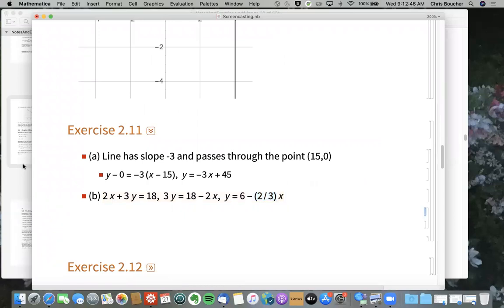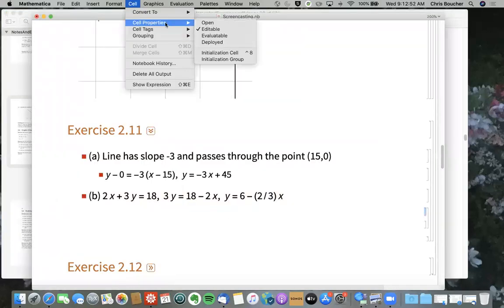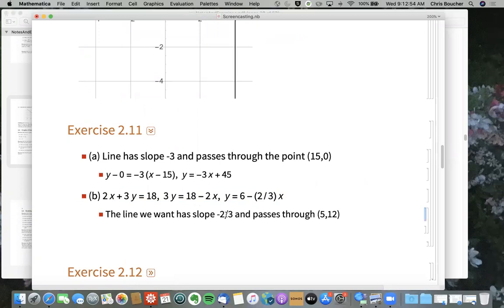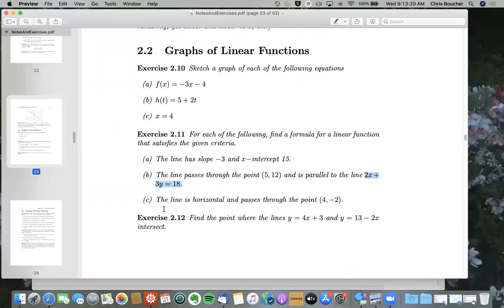So I want a line with slope negative 2/3 passing through the point (5, 12). I believe that's the next thing I say here. Indeed, slope negative 2/3 passing through (5, 12). And again, if you know the slope and you know a point, the easiest thing to do is just use point-slope form and write down the equation of the line. And so that's going to look like this: y minus y1 equals slope times x minus x1. Okay, and you could, again, do some algebra to clean that up if you wanted to, but we have the equation that we want.